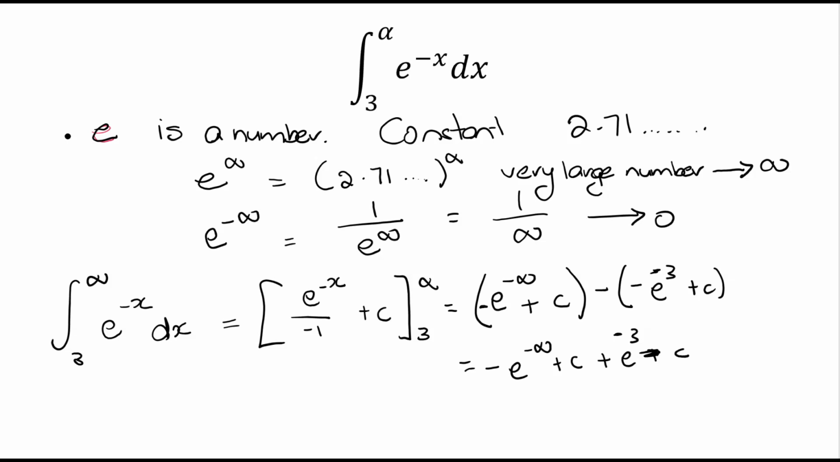Having ascertained that e to the negative infinity is 0, then that is 0 plus c plus 1 over e to the power of 3 minus c. The c's cancel and we are left with 1 over e to the power of 3, which you can look up on your calculators and get a number for.